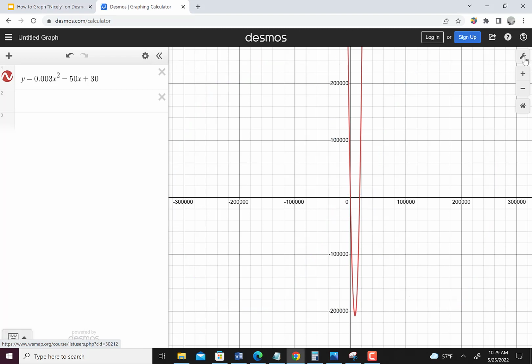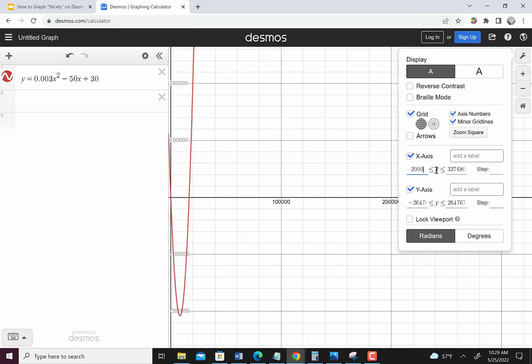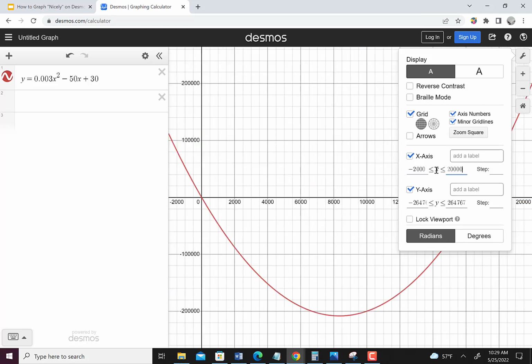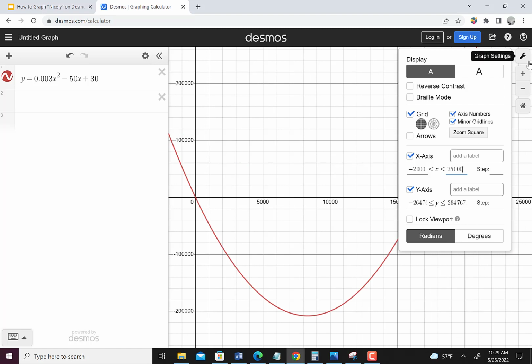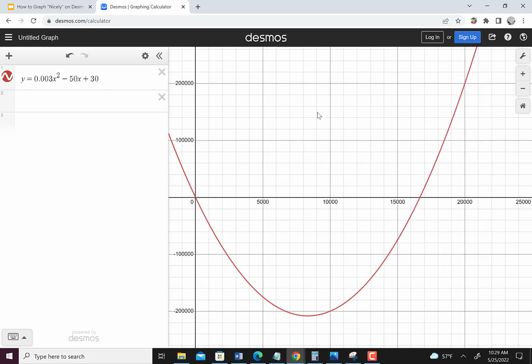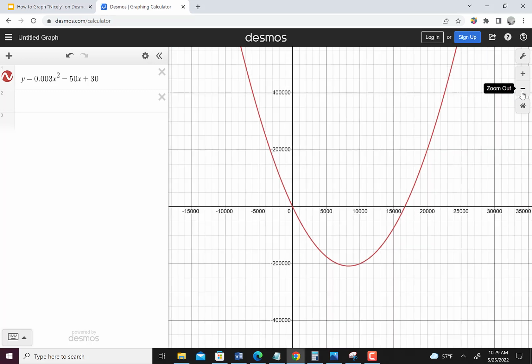I'm going to use my graph settings, and change the x-axis numbers. Notice it goes from negative 300,000 right now. I'm not going to do that. I'm going to do maybe negative 2,000 and then go up to 20,000, and that's a much better graph. In fact, I might change it to 25,000 just so I can see it go up a little bit more. I'll hit my graph settings again to make this disappear. Now I can move it around a little bit, and if I want to zoom in and out, it's definitely a better looking graph. You can also zoom in with your fingers.